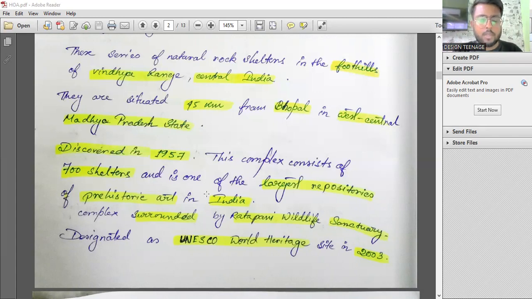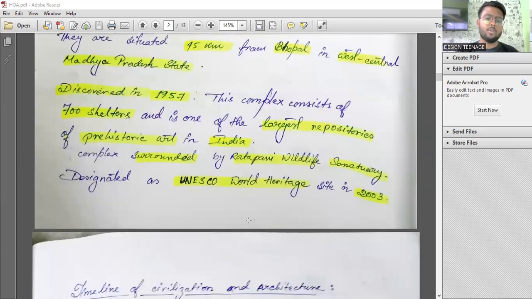Now one more thing which you need to remember about this is that the whole settlement of shelters is surrounded by the Ratnapani Wildlife Sanctuary. But most important is that this particular site is designated as a UNESCO World Heritage Site in 2003. Okay, make sure you remember it.